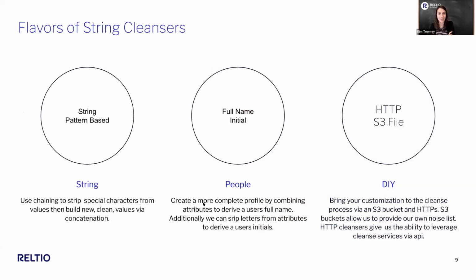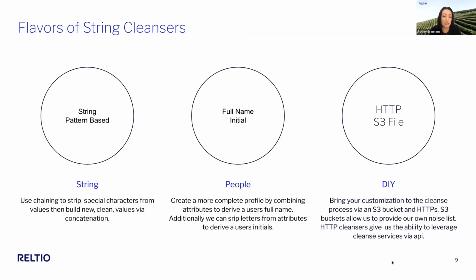And I'm going to pass it over to Ashley to touch on some of the string cleansers. Yeah, so there's string cleansers. There's a couple of different flavors that we've got of these, and they're more of the cleansers that you can customize to your needs. And so we've got some directed towards people, towards organization data. Then we've also got some that are more of a DIY version where you can pull in S3 files or S3 buckets to use your own noise word lists, or even call out other APIs via an HTTP cleanse.